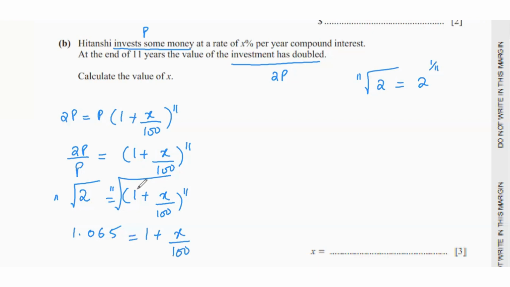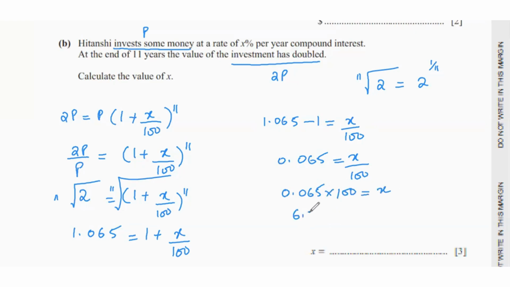Finding the 11th root of (1 plus X over 100) whole power 11 gets rid of the powers. So now it's 1.065 minus 1 equals X over 100, which is 0.065 equals X over 100. Cross multiply the 100 with 0.065, and that gives us 6.5% for X. That is your rate of interest for this.